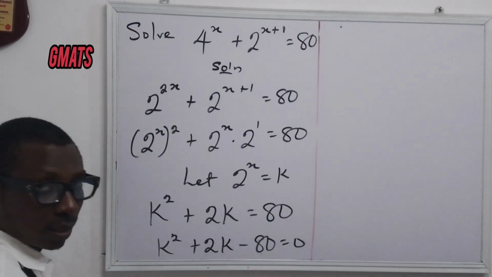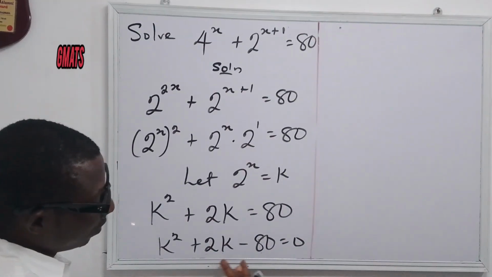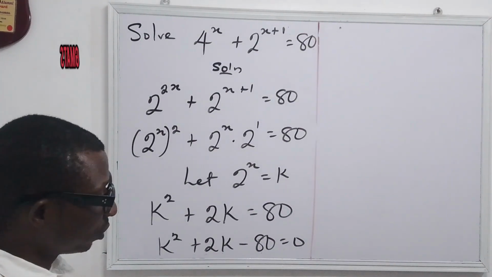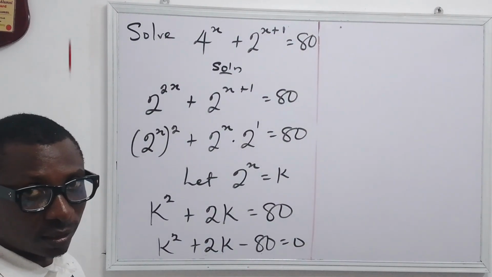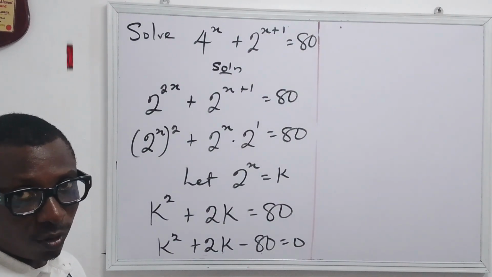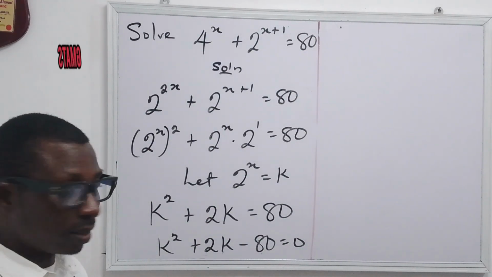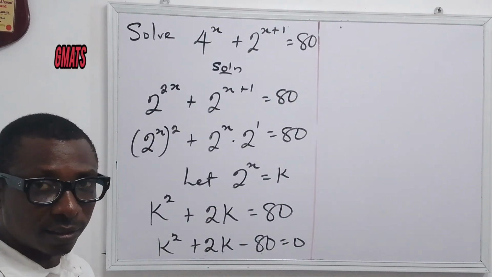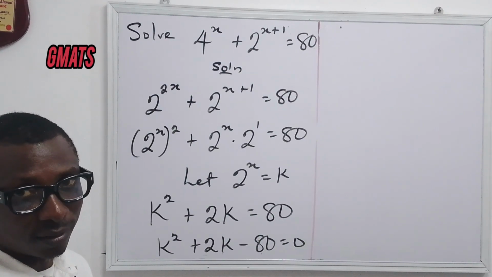Now this is a quadratic equation. Alright, so now let's find a way of solving this. We look for the sum and product. The sum is positive 2 while the product is negative 80. So two numbers such that when you add together you have 2, and when multiplied together you have negative 80. What are the two numbers? We have positive 10 and negative 8.